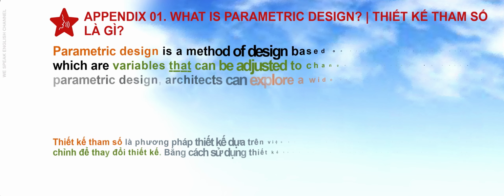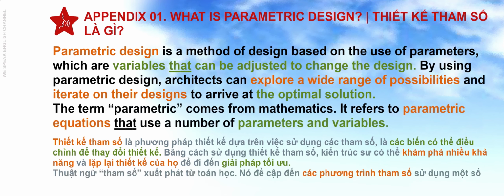Appendix 1. What is parametric design? Parametric design is a method of design based on the use of parameters, which are variables that can be adjusted to change the design. By using parametric design, architects can explore a wide range of possibilities and iterate on their designs to arrive at the optimal solution.